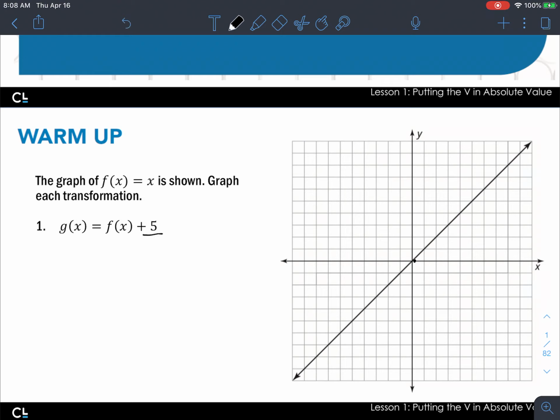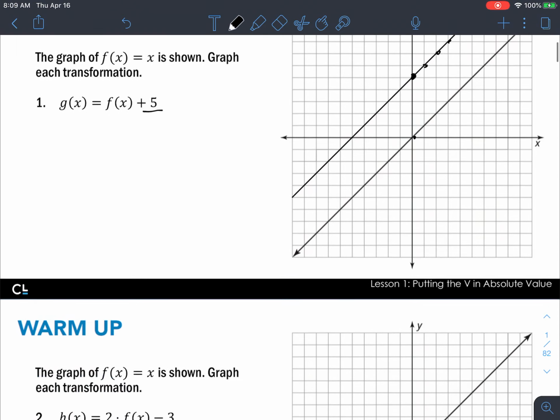So we're going to look at this graph. We're going to move it up 5 points. So 1, 2, 3, 4, 5. Just like that. And it's going to stay the exact same. So it just moves up to a new starting point. That's all it is. So we can draw a line just like that, and we'll just label this up here g of x. That's what transformation means. So it changes how it looks. Okay, so that's problem 1.